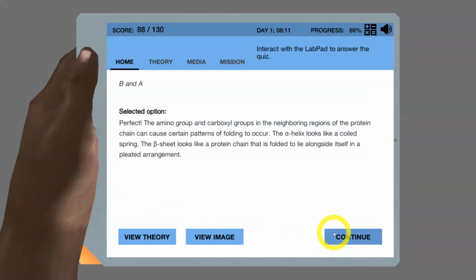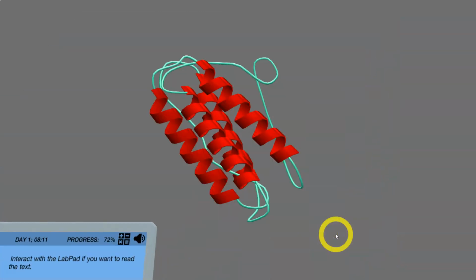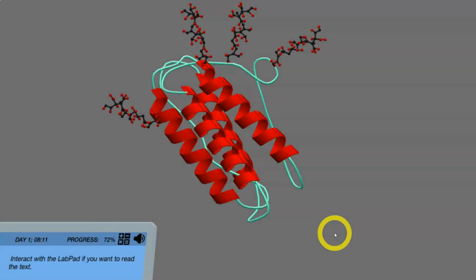The amino group and carboxyl groups in the neighboring regions of the protein chain can cause certain patterns of folding to occur. The alpha helix looks like a coiled spring. The beta sheet looks like a protein chain that is folded to lie alongside itself in a pleated arrangement. Proteins are modified in many ways after translation. For example, the hormone erythropoietin undergoes post-translation modification, called glycosylation, before it can be considered biologically active. Glycosylation is the addition of sugars. EPO has 4 linked sugars.